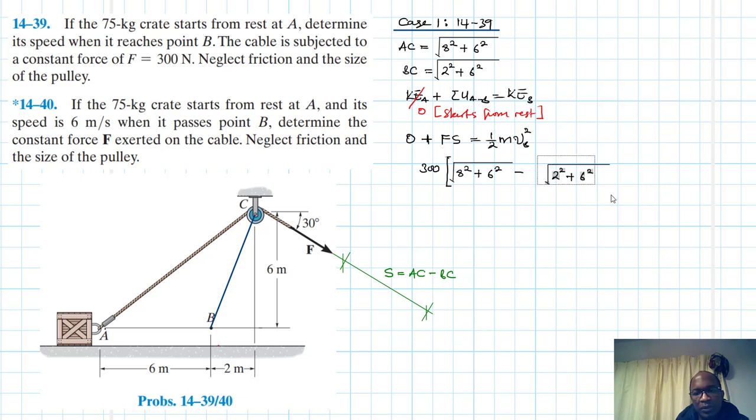Okay, so it is AC minus BC, okay, and then this is just equal to half M, and our M is 75, then times VB squared, and making VB the subject of the formula, which you can do.